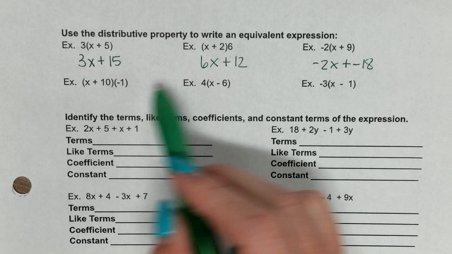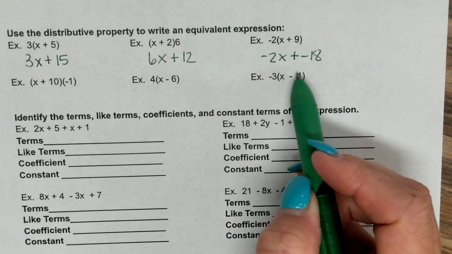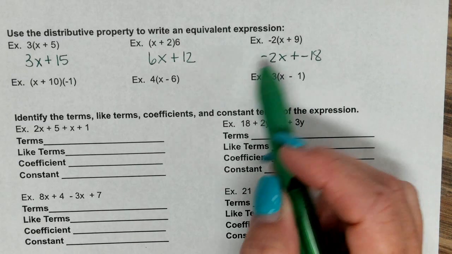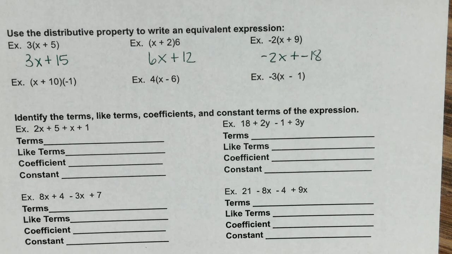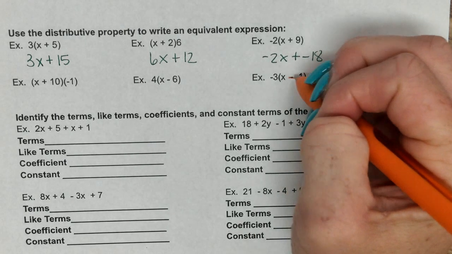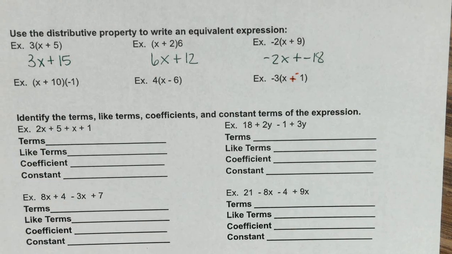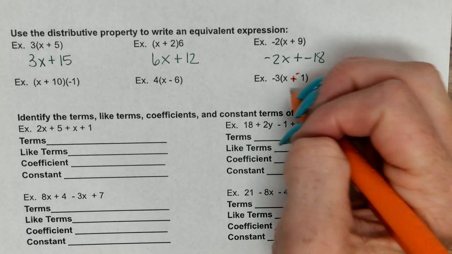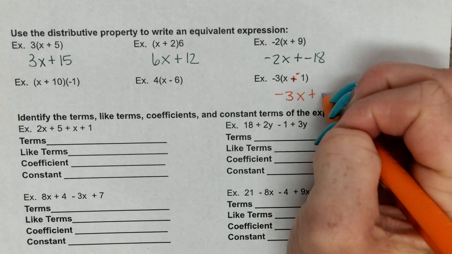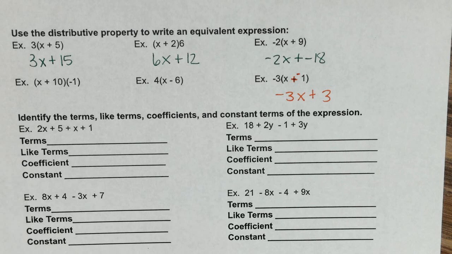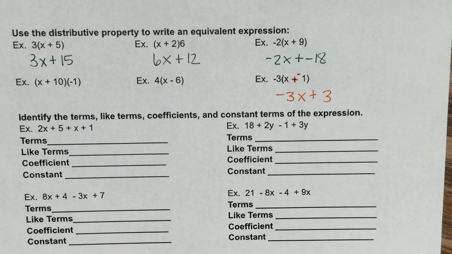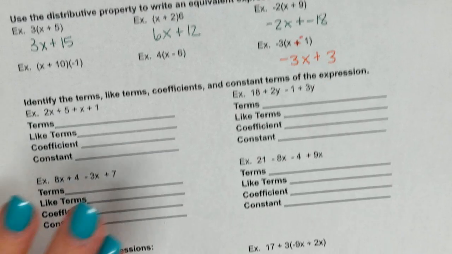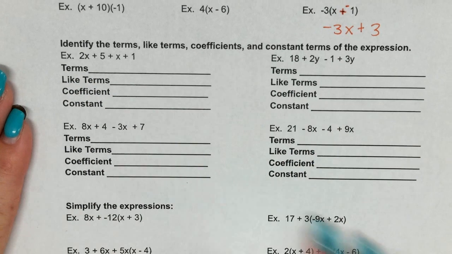Okay, let's skip these two and let's go do this one. Do this one. What did you have to do first to that one? You change. So negative 3x plus 3, because negative times a negative is a positive. Do we need to go over more of those? Okay, let's go over this section because I think this is where a lot of you had some issues last night.